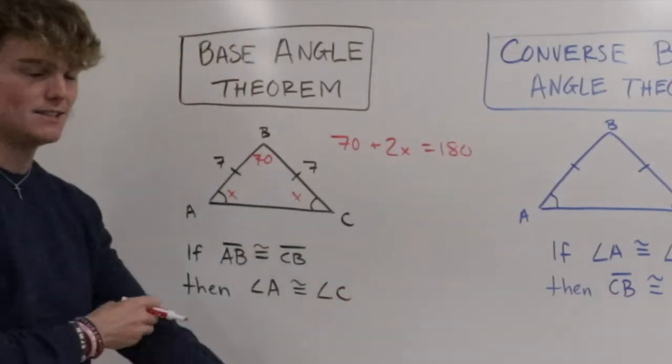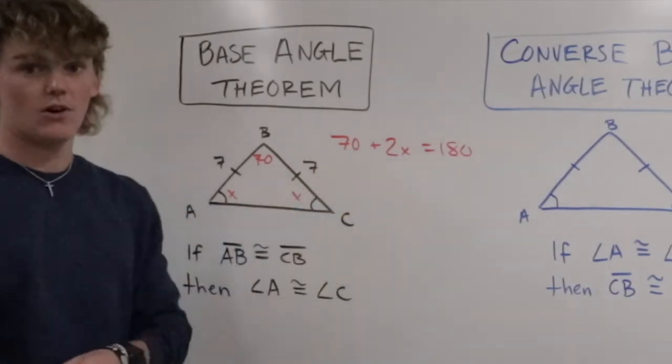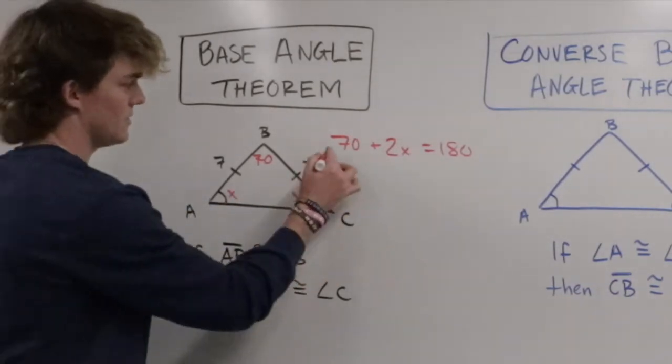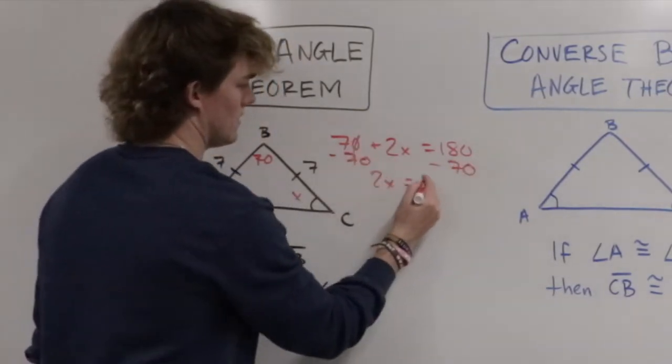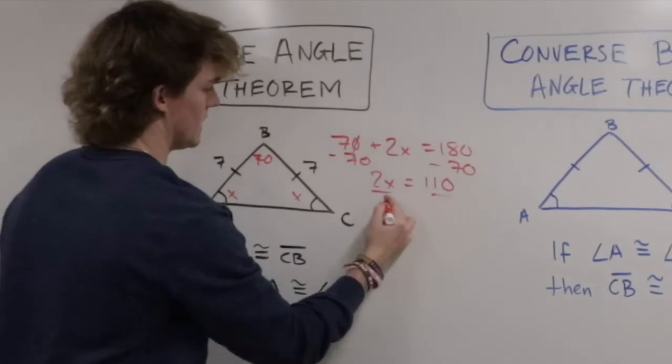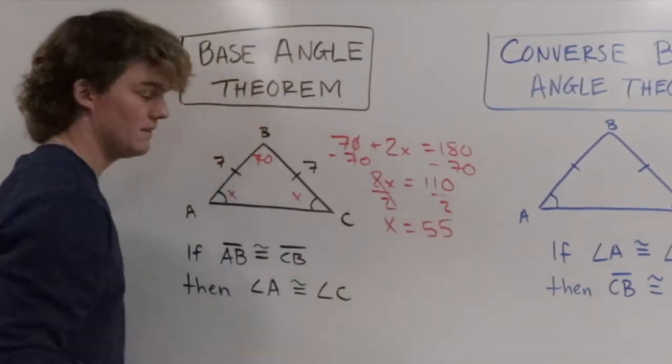If you remember back to unit 1, this would be a part plus a part plus a part equals the whole. And now we can solve for x. So subtract 70 from both sides. Divide both sides by 2, and we see that x would have to be 55.